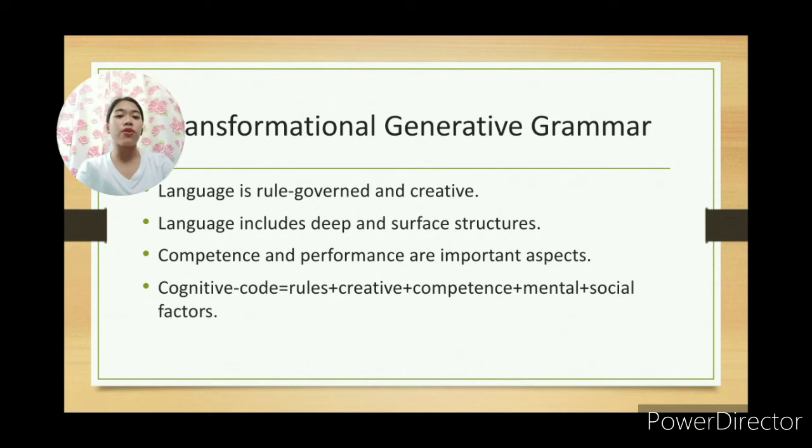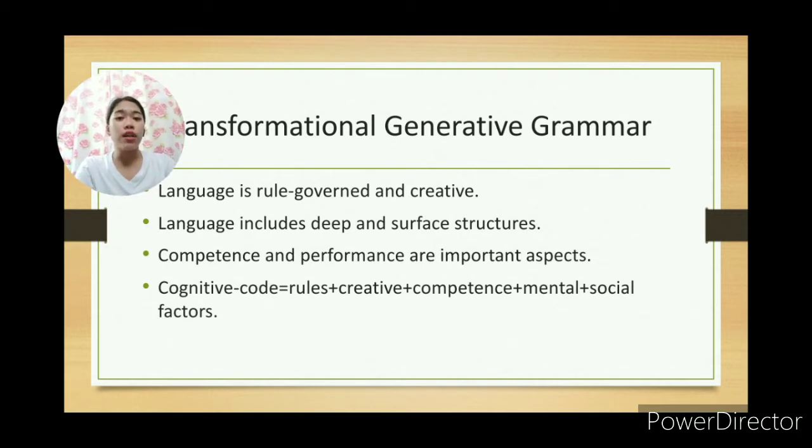Next one is transformational generative grammar. Language is rule-governed and creative. Language includes deep and surface structures. Competence and performance are important aspects. Cognitive code equals rules plus creative plus competence plus mental plus social factors.